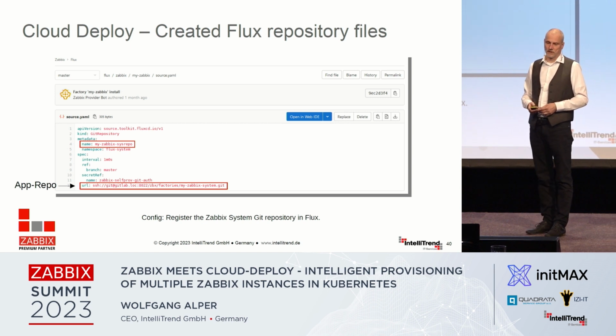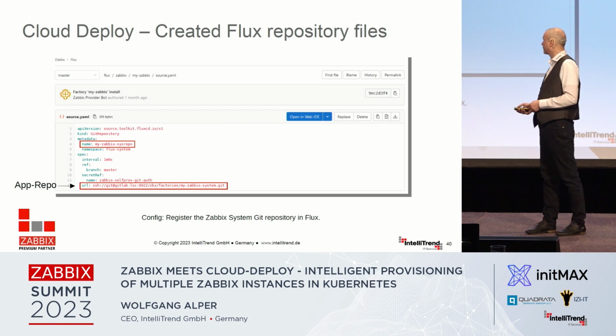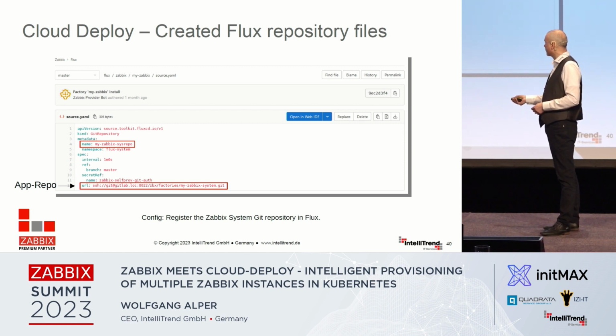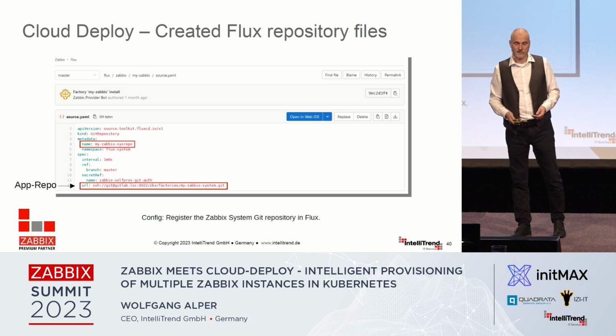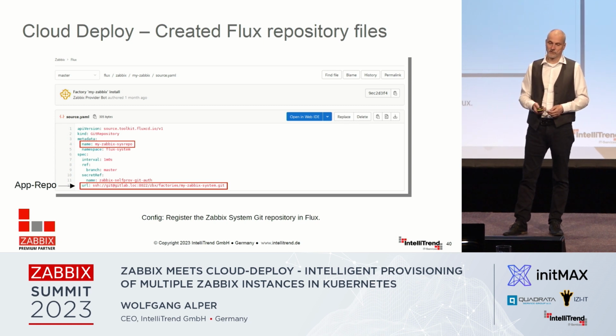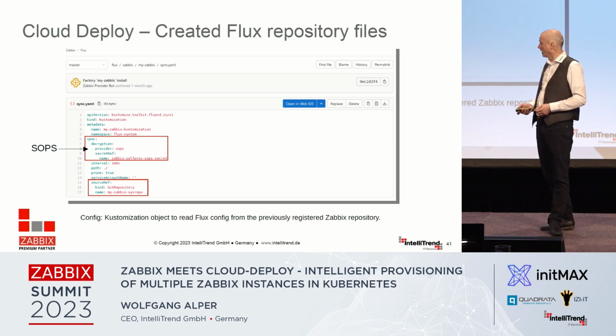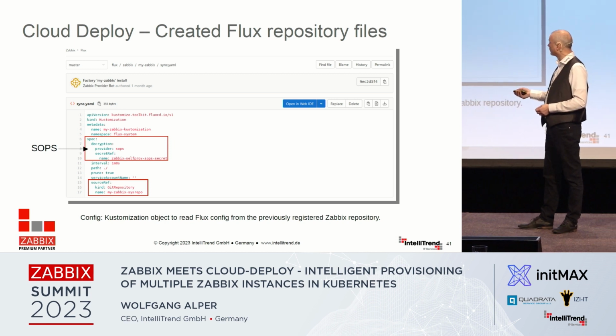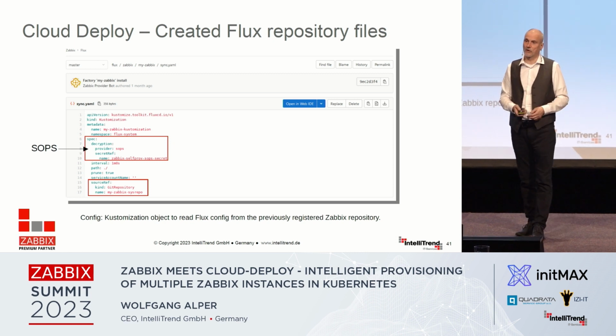This is how such a config registration looks. For example, here we register the Zabbix system Git repository in Flux. This is the Flux directory, and what you can see here is that we tell Flux there's a new repository, and this new repository is the system application repository, so Flux knows about it. And in the customization object created for Flux, we also see that Flux knows that there is a provider called SOPS, and that this provider is to be used to decode the encoded information in our configuration files.